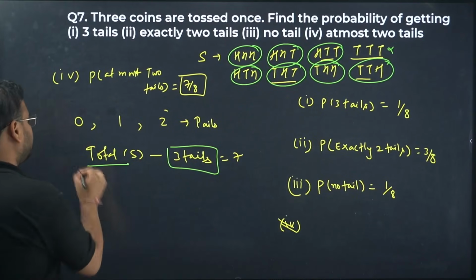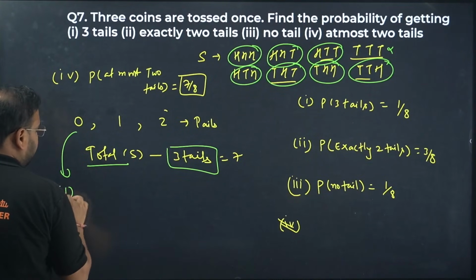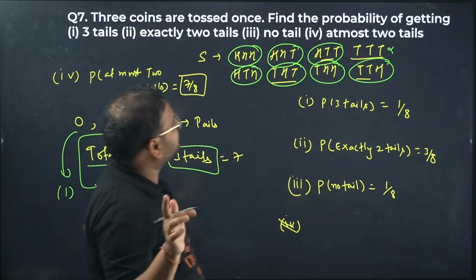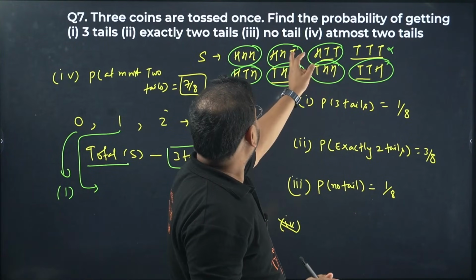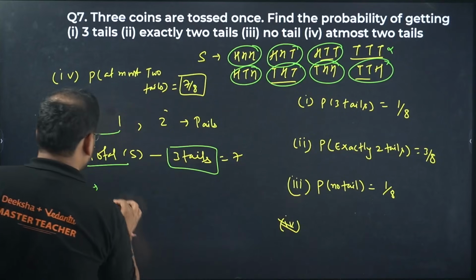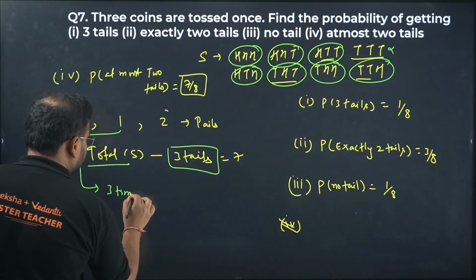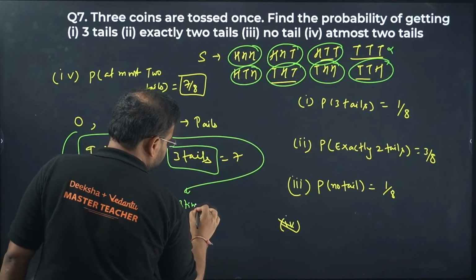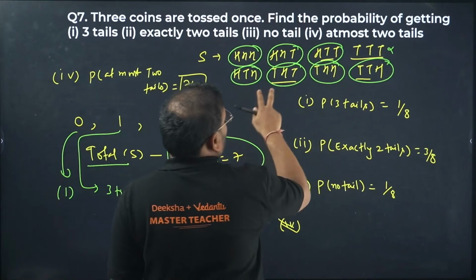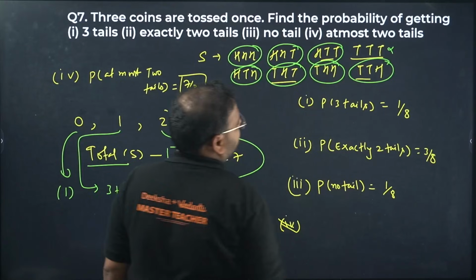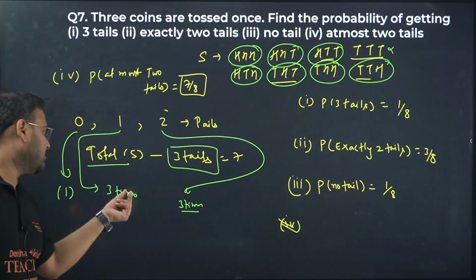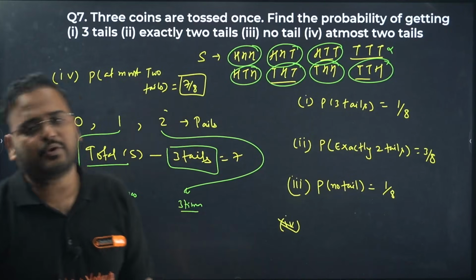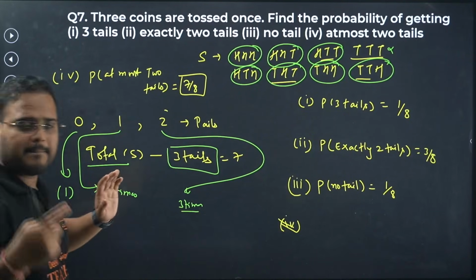Or simply add these cases. 0 tail is 1. 1 tail is coming 3 times, I think. 1 here, 1 here, 1 here. And 2 tail is also coming 3 times. Check here, 2 tails. So 1 here, 1 here, 1 here. Total 3 times. Added 3 plus 3, 6 plus 1, 7. Answer is 7 by 8 only. Your choice. Whatever works best for you, that's your answer. Question number 8 now.